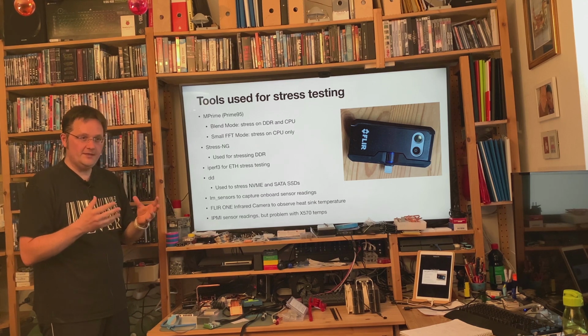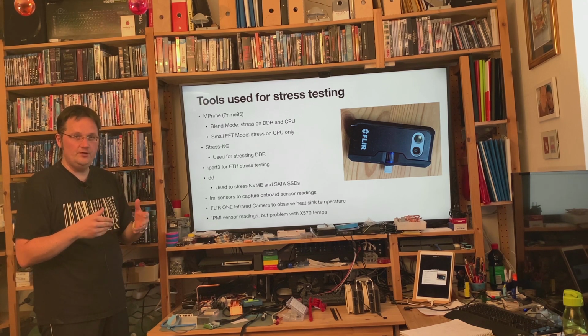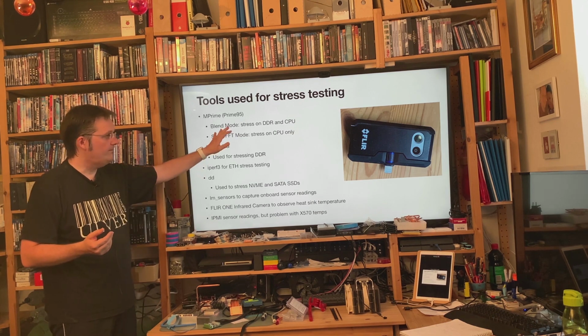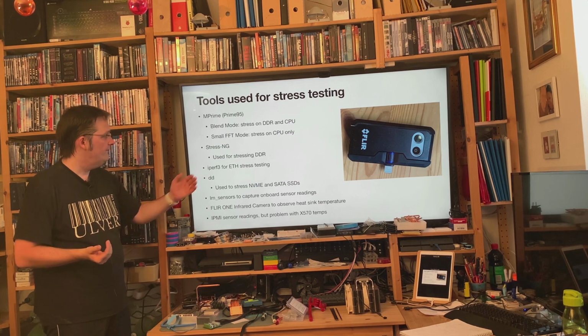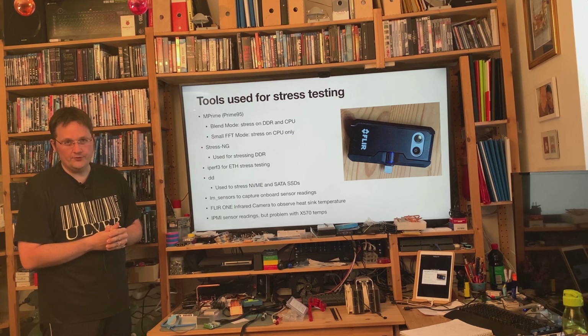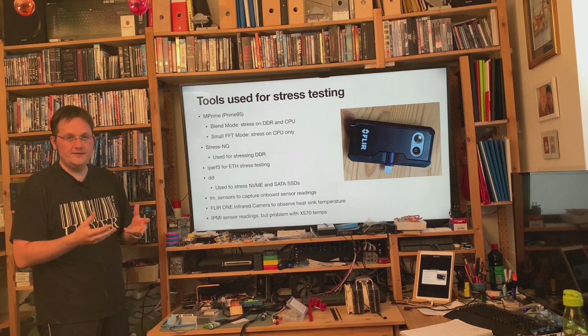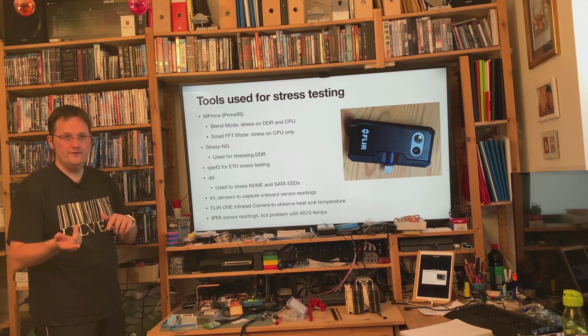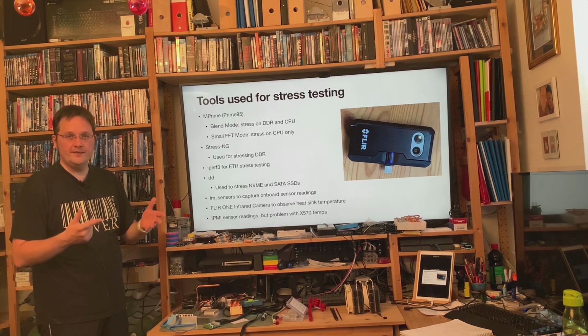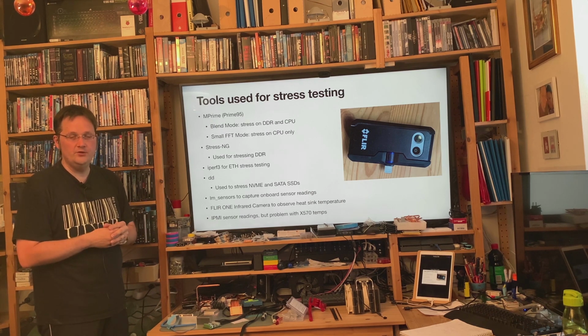We'll be using this basically to generate stress on the CPU and on the memory when we are running it in blend mode, or we will be using it to stress exclusively the CPU when we are running it in small FFT mode. The small FFT mode is basically doing calculations on data which is small enough that it will fit entirely into the cache. So no relevant access outside of the CPU is really happening, and like this we are only stressing the CPU.